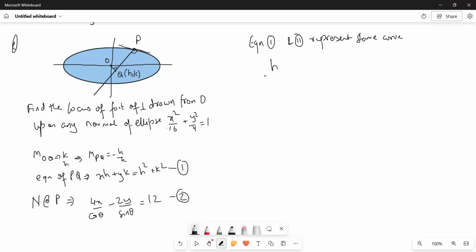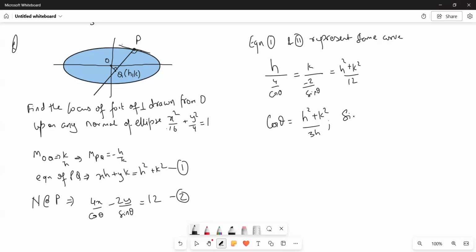So इस केस में it will be like h divided by 4 by cos theta is equal to k divided by minus 2 by sin theta is equal to h square plus k square by 12. 2 to cancel भी कर सकते हो, your wish. So from this case now, what will be cos theta? H square plus k square by 3h.